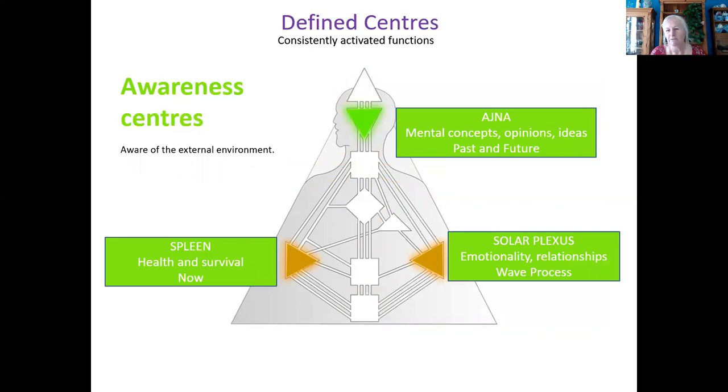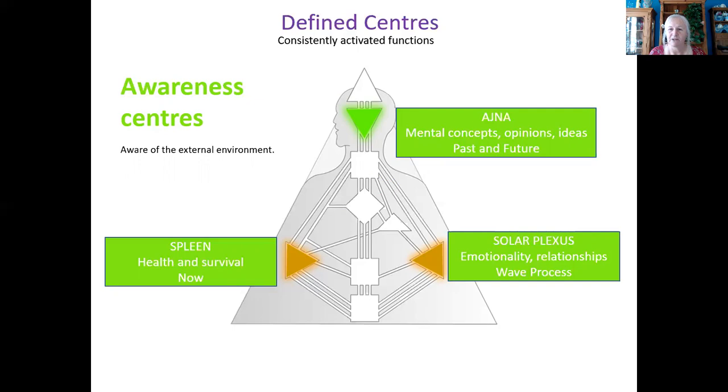Then we have possibly three awareness centers. When you have one of these three colored in, it means that you have a defined awareness center. You have an ability to be aware through this center of things in your external environment, aware maybe internally. There's all sorts of different kinds of awareness. The spleen is a health and survival awareness, and it's aware in the present moment. It's our oldest awareness, which has enabled us to survive as a species. Think of an animal out in a field, ears pricked, alert to what's going on around it in order to survive.